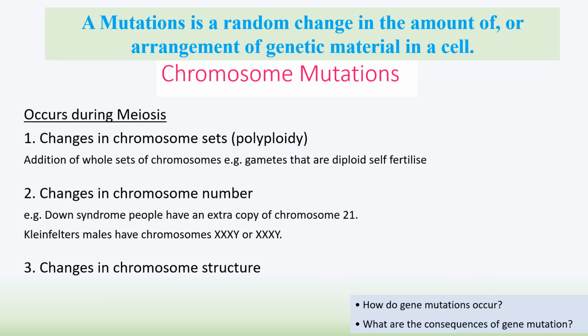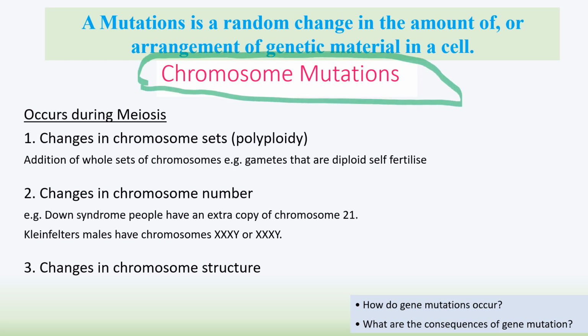Mutation is a random change in the amount of or arrangement of genetic material in a cell. Whole chromosome mutations are of significant importance, and they can occur during meiosis. That can be when you have a change in chromosome sets. So instead of having a diploid cell or a haploid gamete created with half the number of chromosomes, the wrong number of chromosomes get copied across. It can be a change in one of the chromosomes, for example Down syndrome, having the extra chromosome 21, which we'll talk about in a second, or it can be a change in the actual chromosome structure.